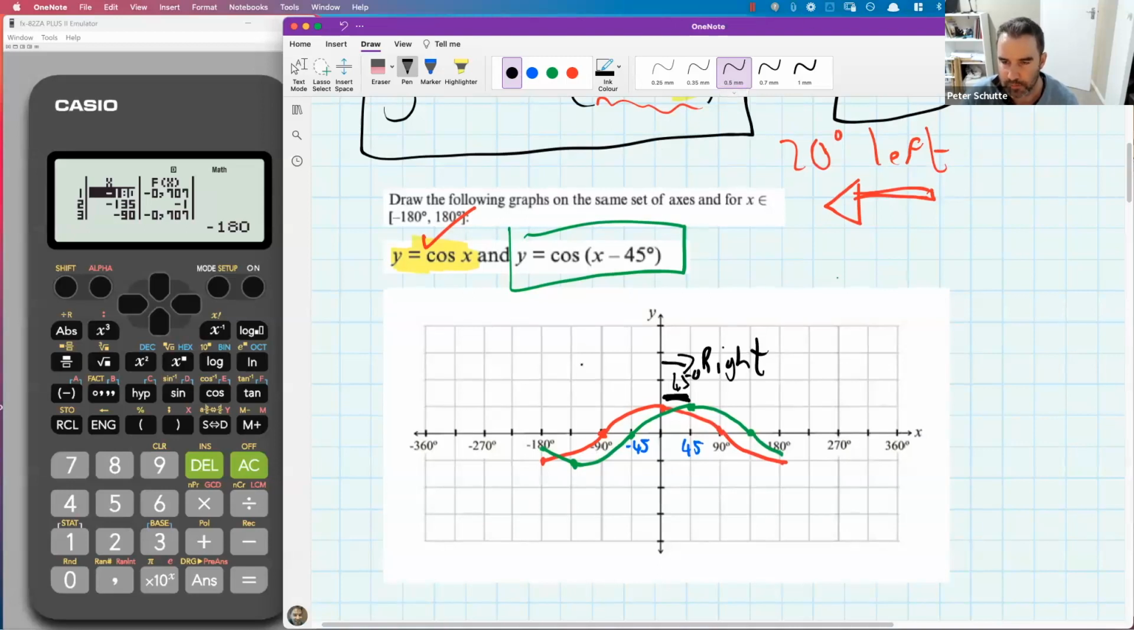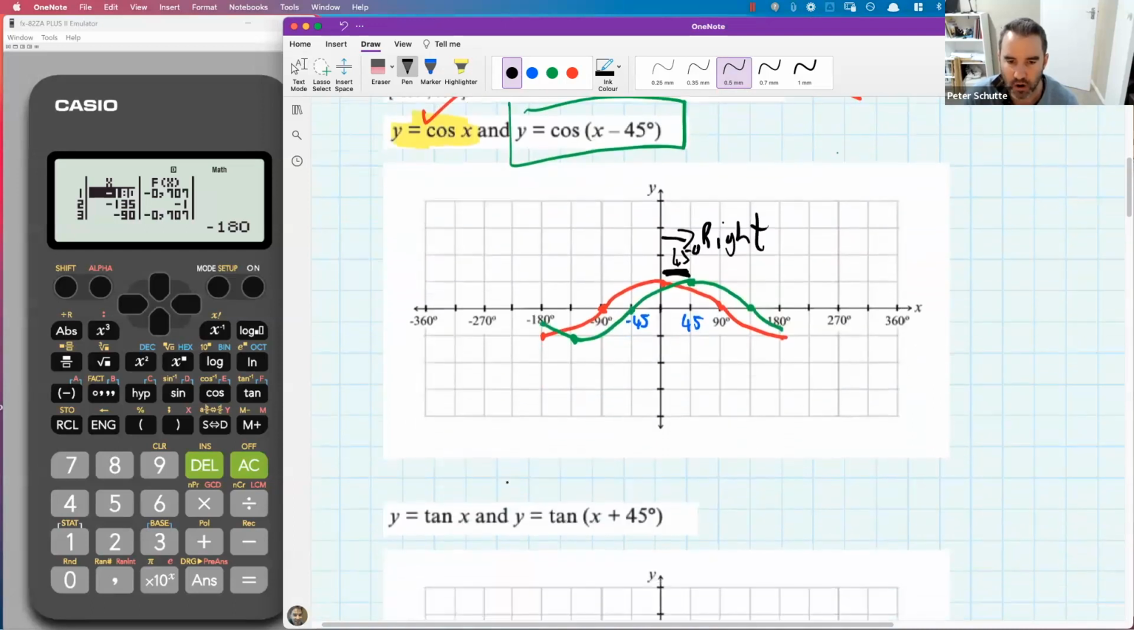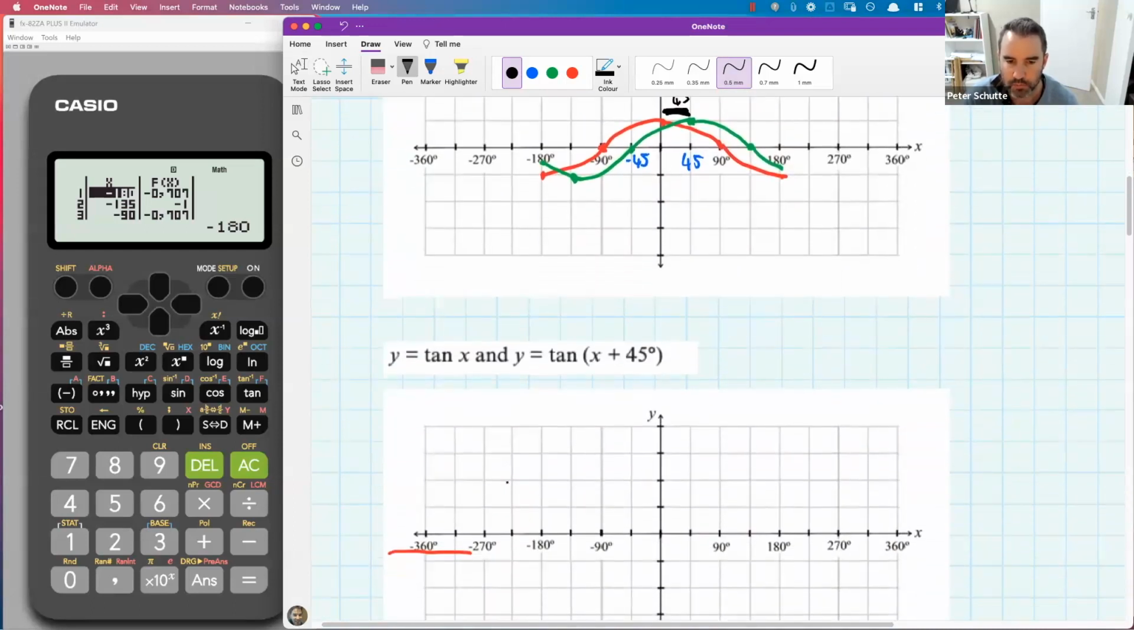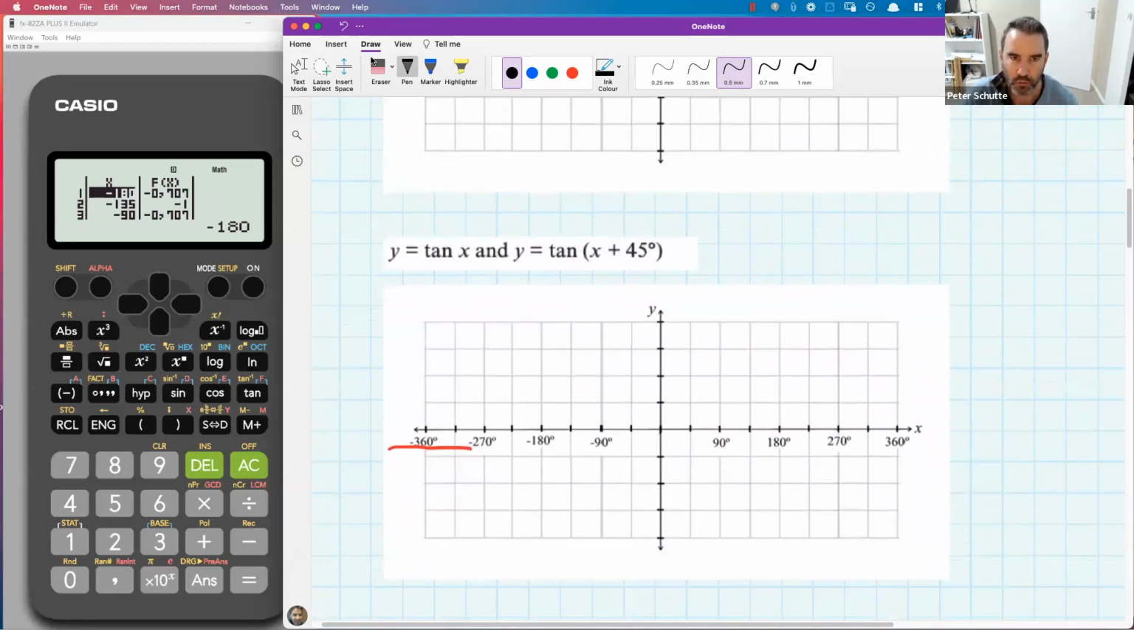Awesome. So now you've got the basic idea behind a horizontal shift, and you've seen that you can make the step size smaller if you're confused, which is a good trick to do. Why don't I ask you to draw me these two graphs? So I want you to draw for me the graph of y equals tan x and the graph of y equals tan x plus 45. And I want you to do that on the domain.